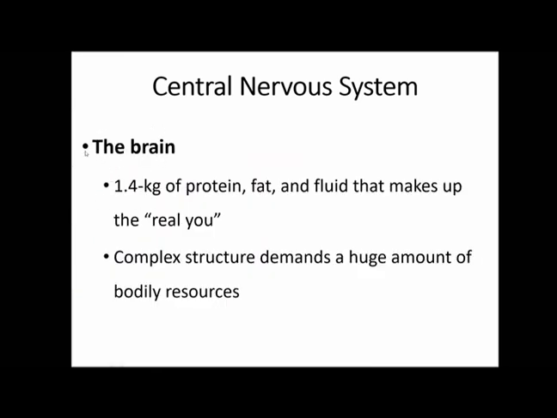And so if we want to do our basics of the brain, it tends to be around 1.4 kilograms. And it's mostly protein and fat and some fluid. And people consider our brain as the real you. So that is where your consciousness is located. And this is a very complex structure. It demands huge amounts of resources. So most of the oxygen that we take in gets routed to our brains. Most of our blood flow goes through the brain. It's taking up lots of the energy that we need to survive. The brain just hogs all of our resources.